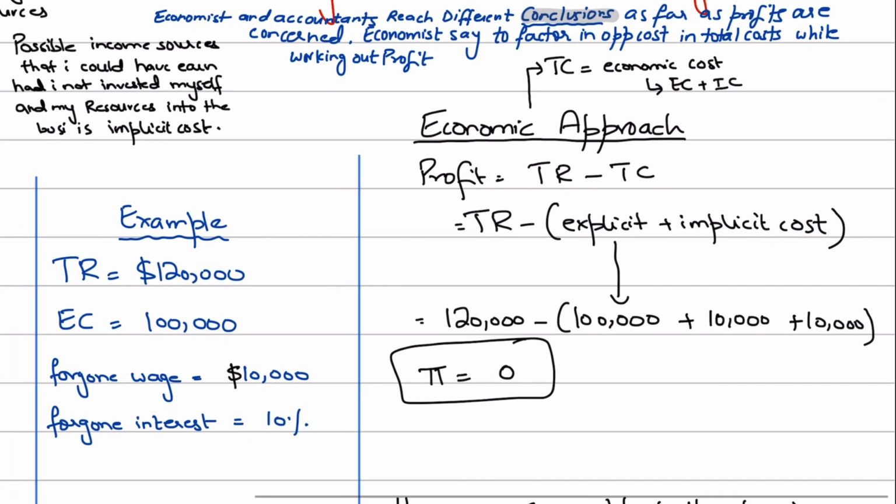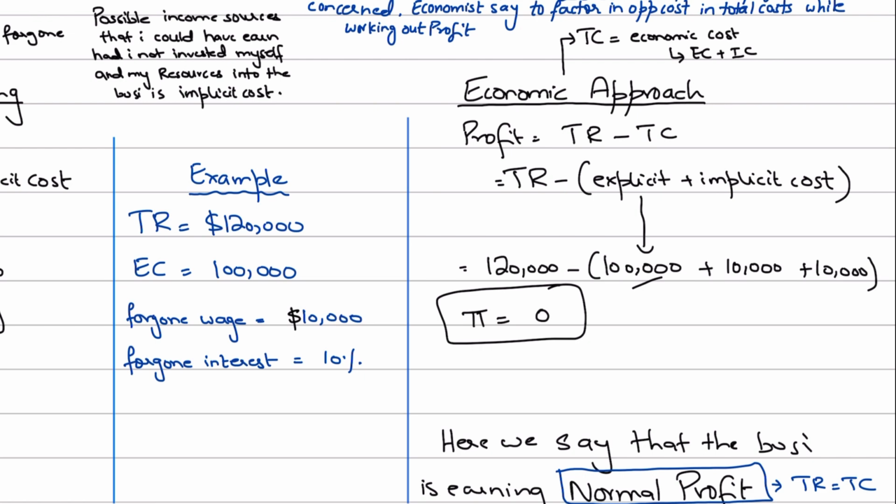So to calculate the profit, we'll deduct the explicit and the implicit cost from the 120,000 revenue, guys. So 100,000 is the explicit plus 10,000 is the implicit cost, as in the 10,000 is the wage foregone, plus the interest income foregone, which comes from 10% of 100,000. So this is 10,000. We're foregoing 10,000 interest income as well. Anyway, the pi is basically indicating the profit, which is 0. So this means that we have earned 0 profit.